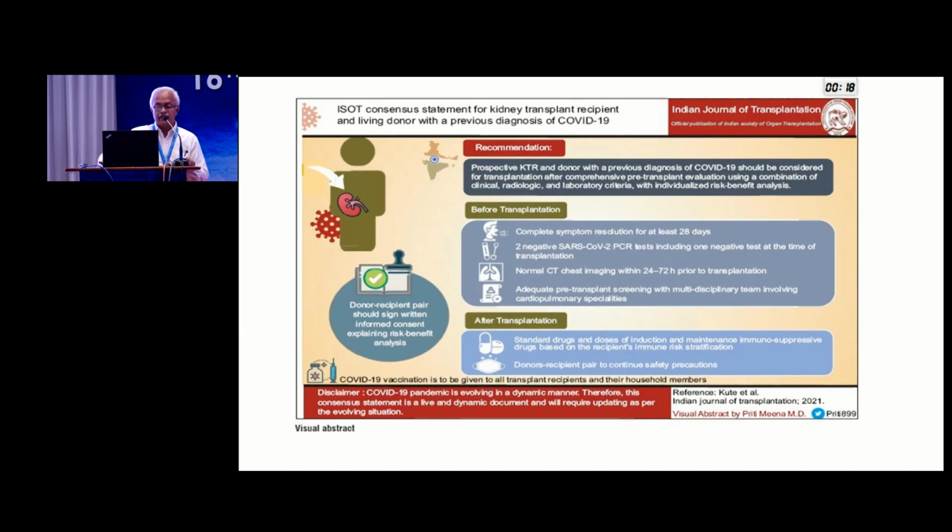This was the ISOT consensus statement for kidney transplant recipients and living donors with a previous diagnosis of COVID-19, that is, COVID identified and treated. They said before transplantation, there should be a complete resolution of the symptoms for at least 4 weeks, and 2 negative RT-PCR, normal CT chest 24 to 72 hours prior to transplant, and of course, multidisciplinary screening. With this screening, if you utilize the kidneys, what happens? They said the outcome was good and there was no severe COVID infection in the recipients. So it was an eye-opener kind of a thing.